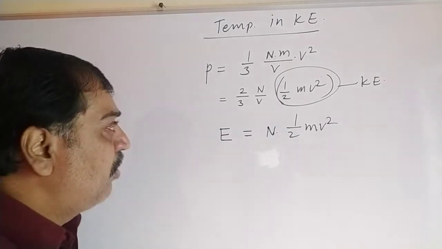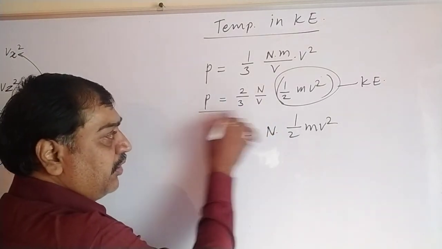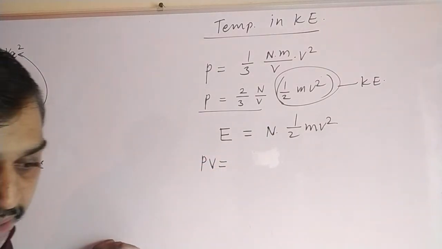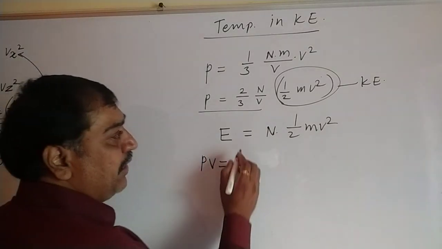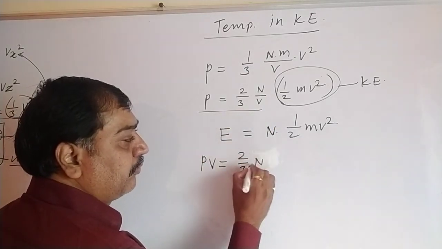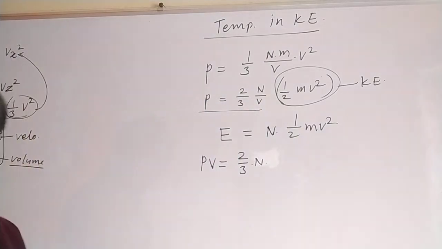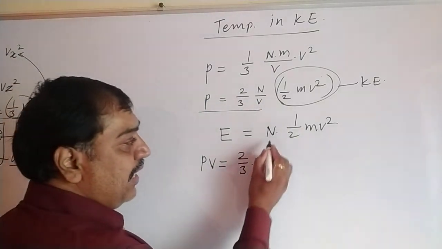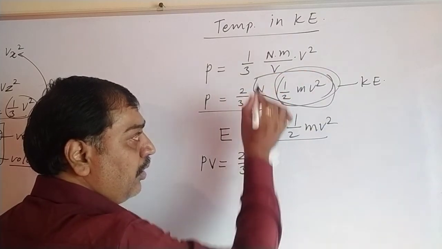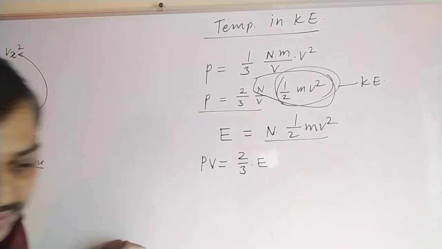Now if we move this V to this side in the equation, we can write PV equal to 2/3 n into kinetic energy. This n into the kinetic energy term, the whole term, is nothing but E. So directly we can put E here: PV equal to 2/3 E.